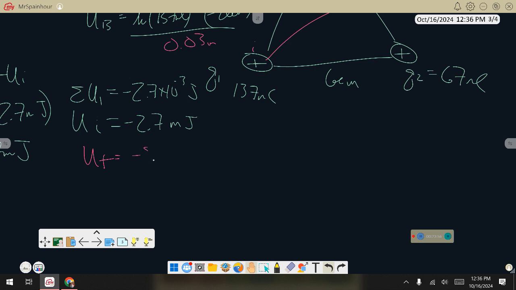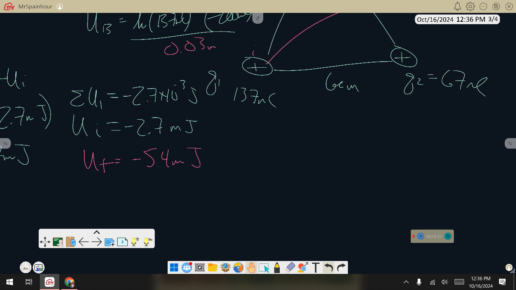So negative 5.4 millijoules. And which position did we say is more likely? Final is more likely, yes? And mathematically, how can you clearly see that it's definitely more likely? It's more negative. Okay?